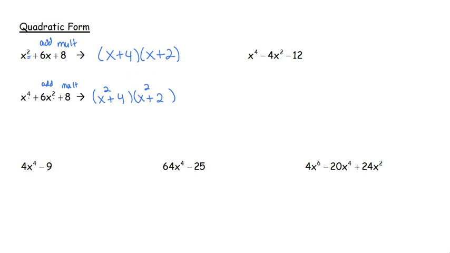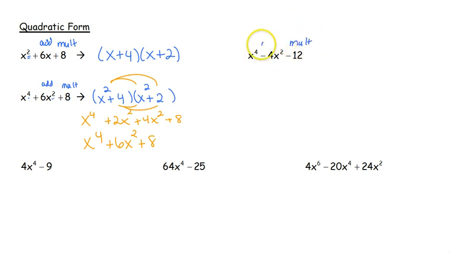And remember, you can always check if you factored correctly because you can just FOIL it back out. x squared and x squared is x to the fourth, plus 2x squared plus 4x squared plus 8, combine like terms, and we see that we ended up where we started. So we know that we factored correctly. When you are doing this, just like this was 2, 1, it has to be 4, 2. So we've got 4, 2, we are multiplying to the outside and adding to the middle.